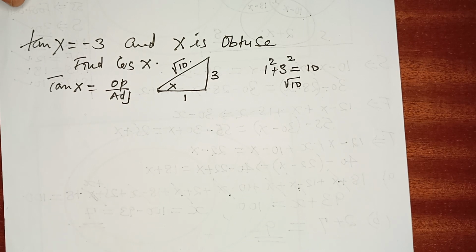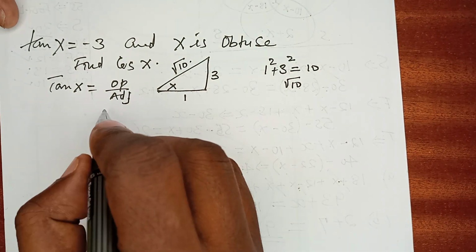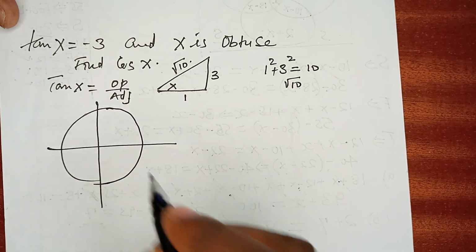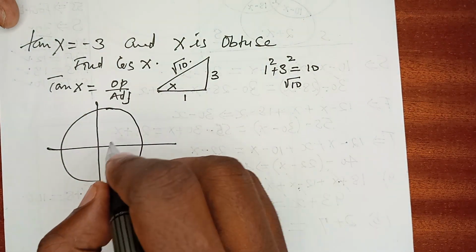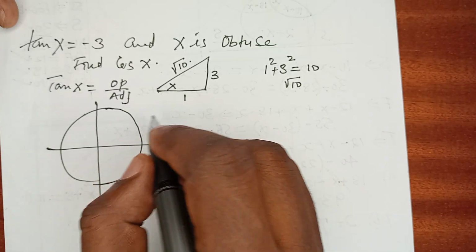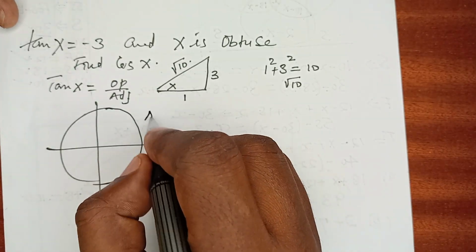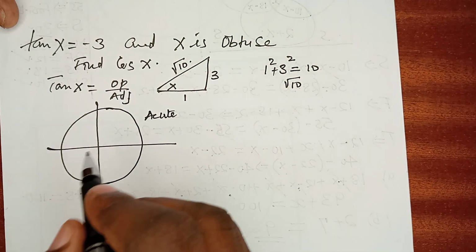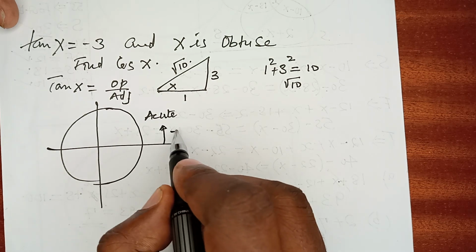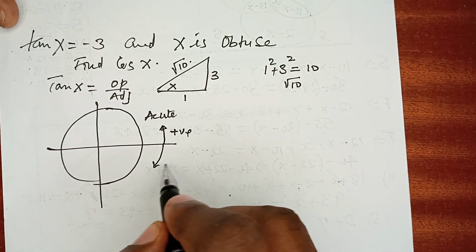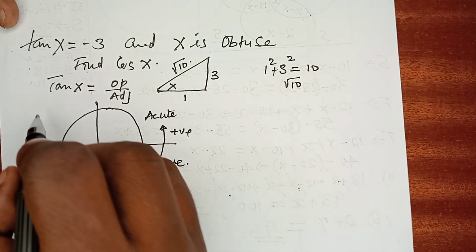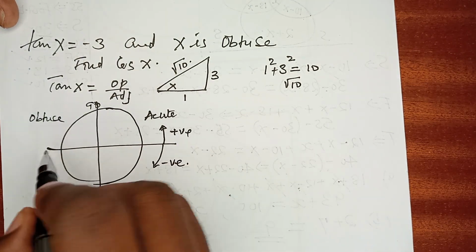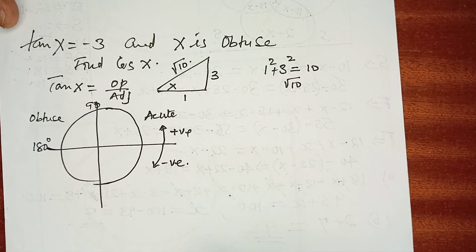Now, you have to know that in the 4 quadrants, the first quadrant, which is quadrant 1, the angles you find are acute. Acute angles are always found in that particular quadrant. This is the positive direction, and this is the negative direction. And this is where you find obtuse angles, angles which are greater than 90 and less than 180 degrees.